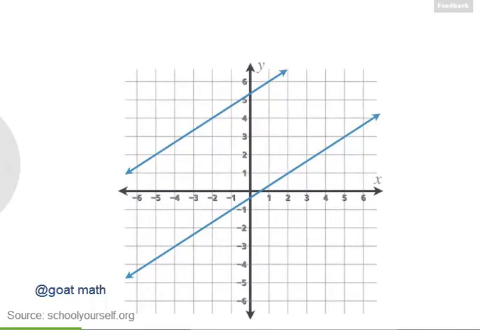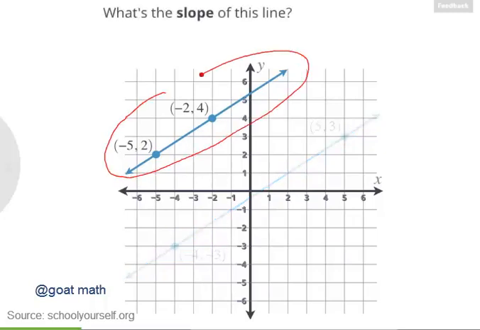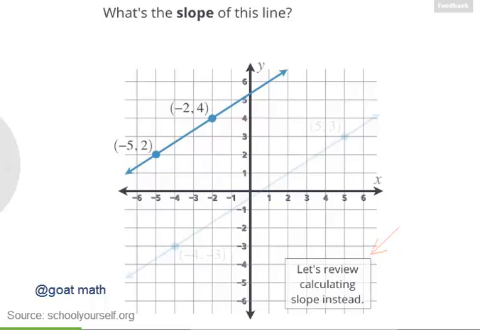Next, let's draw in a coordinate plane. It looks like this line passes through the points -5, 2 and -2, 4. And down here, this line passes through -4, -3 and 5, 3. So now let's find the slopes of these lines. First, calculate the slope of this line up here, or click down here to review.